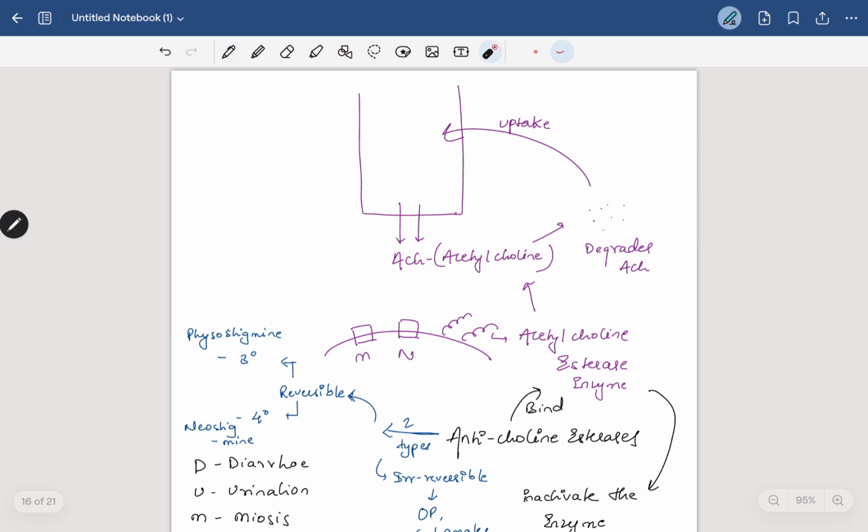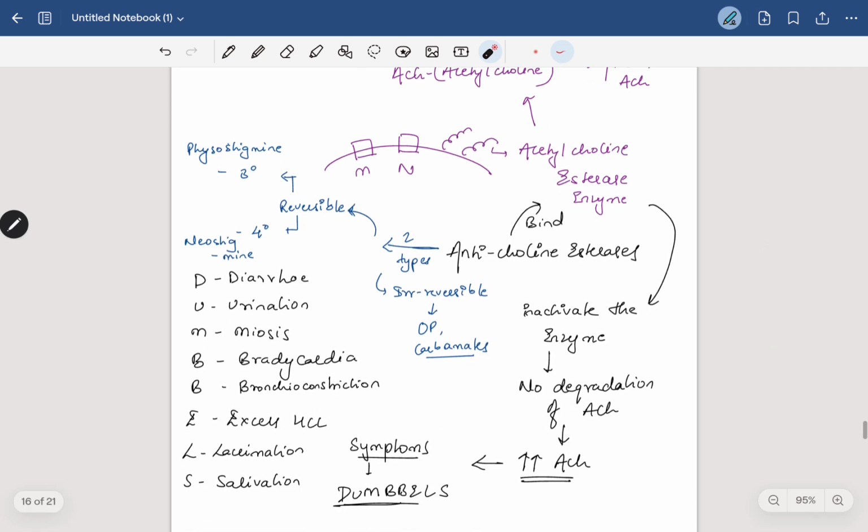This is the nerve ending. These are some of the basic things that you need to know. From the nerve endings, a neurotransmitter known as acetylcholine is released. This acetylcholine is degraded with the help of an enzyme known as acetylcholine esterase enzyme. This enzyme degrades acetylcholine, and therefore the uptake of acetylcholine into the nerve is possible.